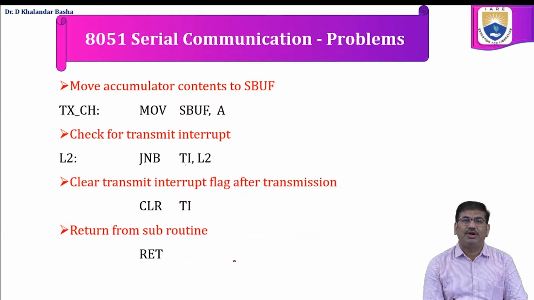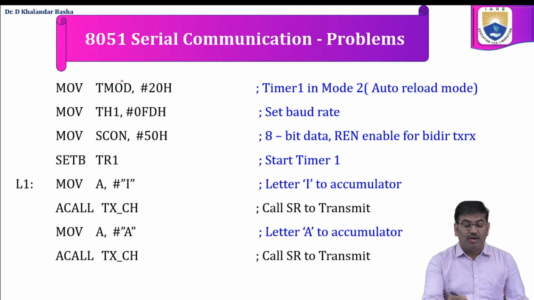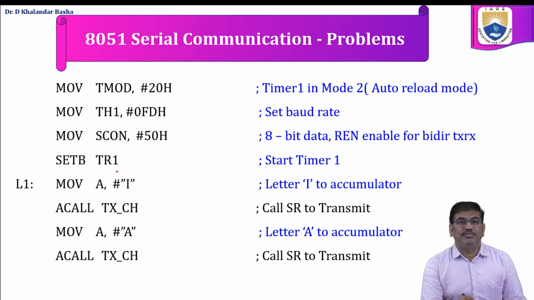Now we will see the entire program at a glance. MOV TMOD, #20H is for configuring timer 1 in mode 2, that is auto reload mode. MOV TH1, #0FDH is for setting the baud rate as 9600. Next, MOV SCON, #50H is for configuring the serial port in mode 1 with a variable baud rate and 8-bit data. To start the timer, SETB TR1, so timer 1 will start executing.